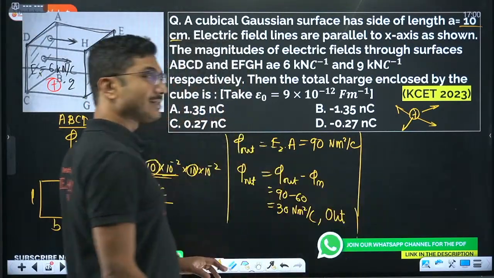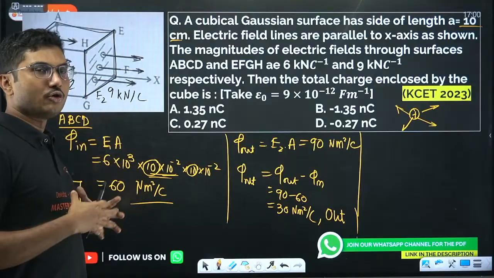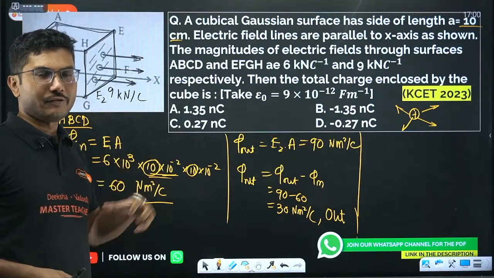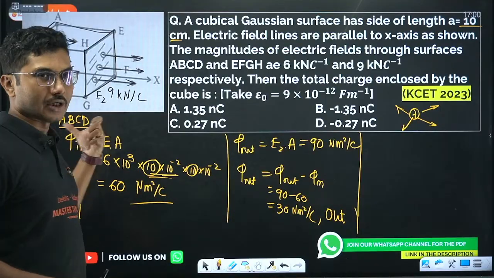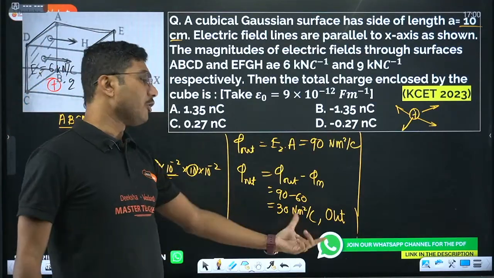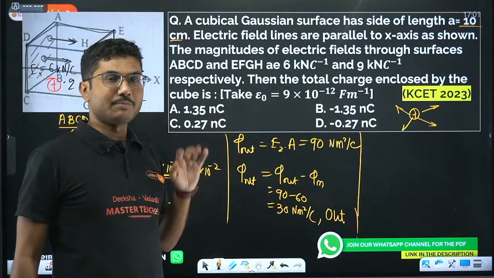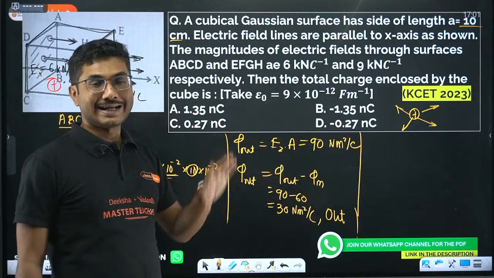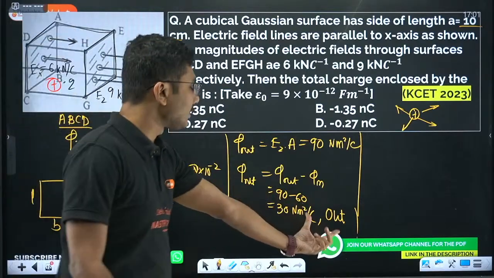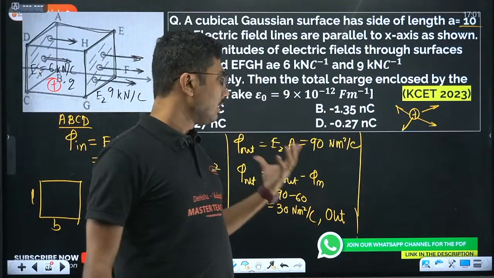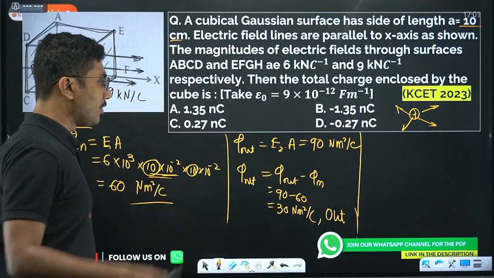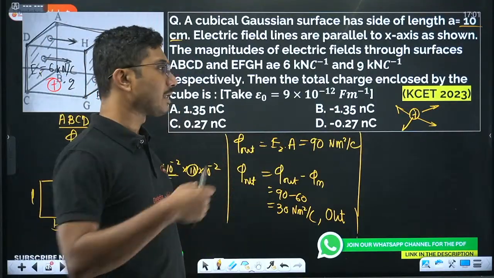If the net outgoing flux is negative, or total incoming flux is positive, then you can say this is a negative charge. Remember this very carefully. If net outgoing flux is positive, the charge is positive. If the net outgoing flux is negative, then the charge is negative. So here net outgoing flux is positive, that means the charge is a positive charge. So option B will not be possible. If you have answered option B, this is not correct.